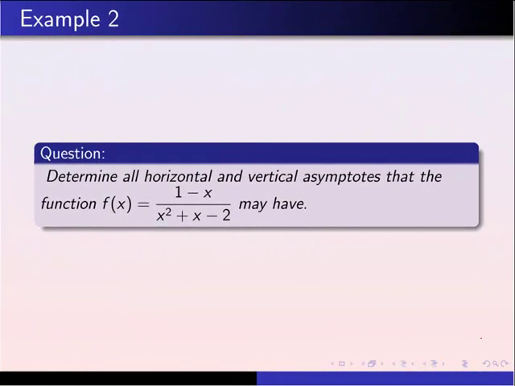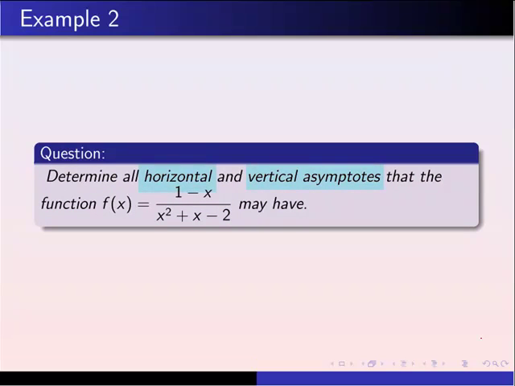This is our second video, which is talking about a worked example. In this video, we are going to try to answer the following question: determine all horizontal and vertical asymptotes that the function f of x may have. This is one of the fundamental questions in Calculus 1. Now, how are we going to proceed to answer such a question?